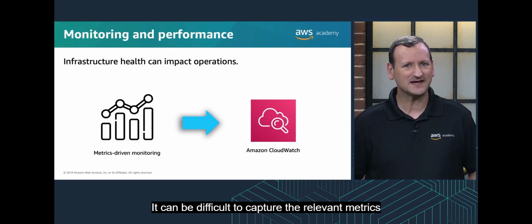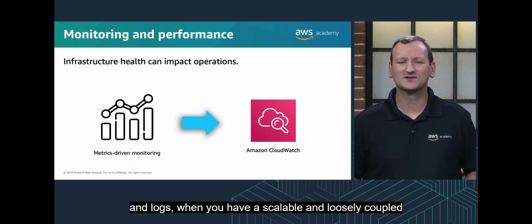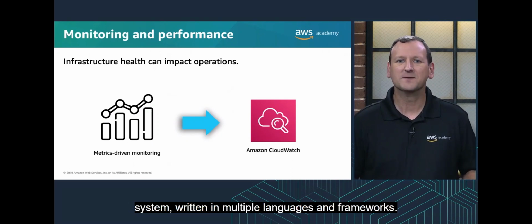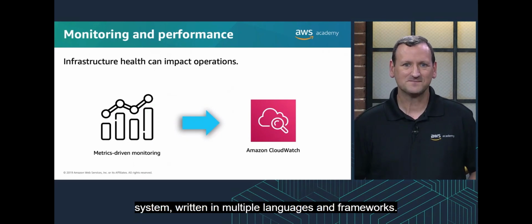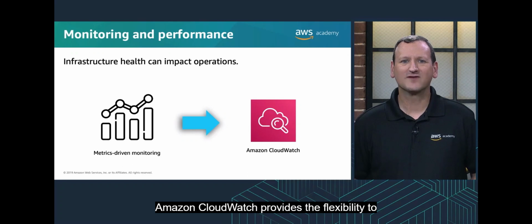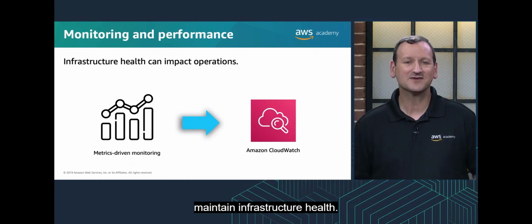Without metrics, your organization does not know what's happening in its infrastructure. It can be difficult to capture the relevant metrics and logs when you have a scalable and loosely coupled system written in multiple languages and frameworks. Amazon CloudWatch provides the flexibility to maintain infrastructure health.